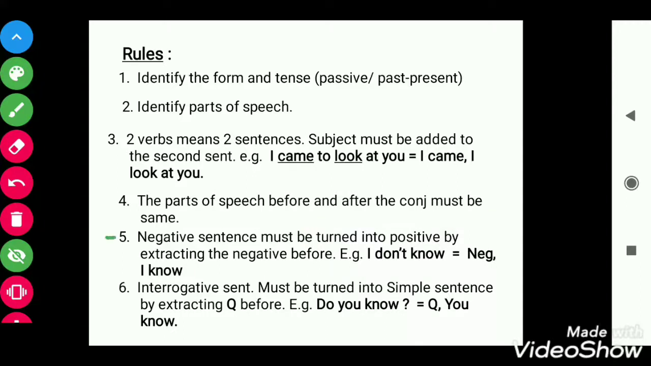For a negative sentence, we must remember we need to turn the sentence into a positive sentence and extract the negative before it. For example, I don't know. We need to write it like this: negative, comma, I know. For an interrogative sentence, the same rule. We need to extract Q, that means question, before it and turn the sentence into a simple sentence. For example, do you know? We need to write question, you know. Come to an example to make things clearer.